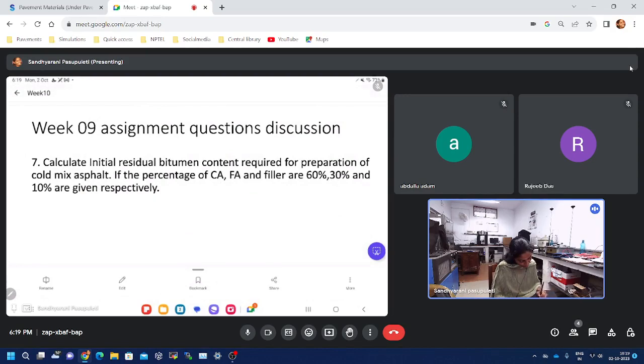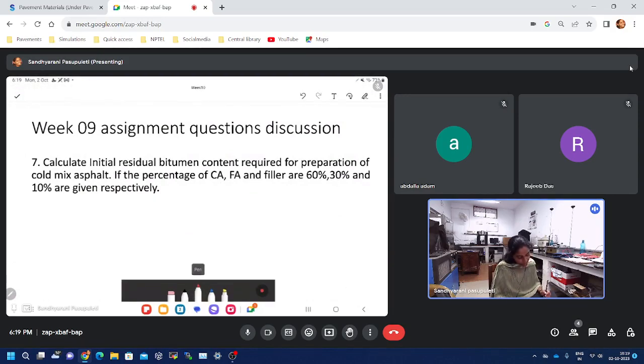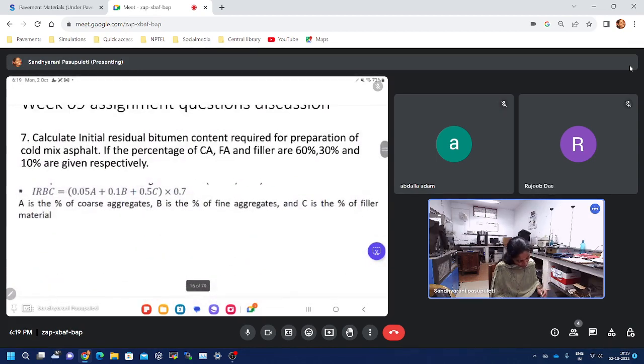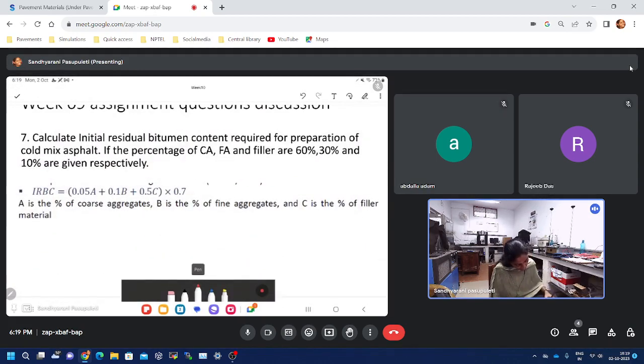So let us come to the 7th question. Calculate the initial residual bitumen content required for the preparation of cold mix asphalt if the percentage of coarse, fine and filler are given. This is also an easy question. So we know directly how to calculate the initial residual bitumen. So this would be 0.05 into coarse aggregate percentage, which is 60, plus 0.1 into fine aggregate percentage, which is 30, plus 0.5 into 10. So you will get exactly 7.7 as the value.